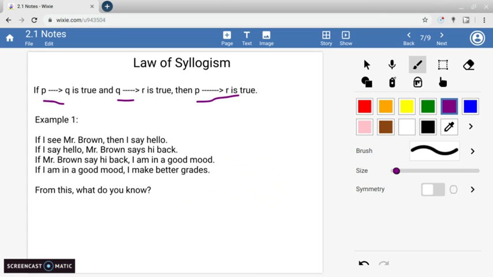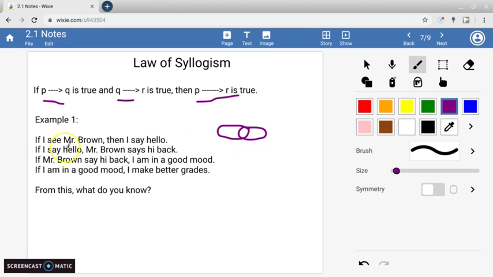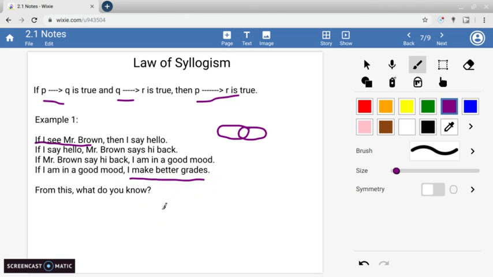If I see Mr. Brown, then I say hello. If I say hello, Mr. Brown says hi back. If Mr. Brown says hi back, I am in a good mood. If I am in a good mood, I make better grades. So it's sort of like a chain, like each thing goes with the other thing. So this is the first thing that happened: if I see Mr. Brown, and then I make better grades. That's how you know. That is what can be drawn from this.